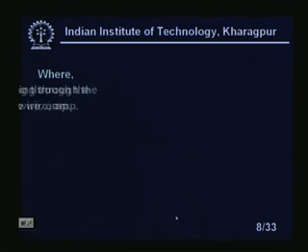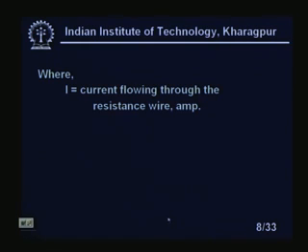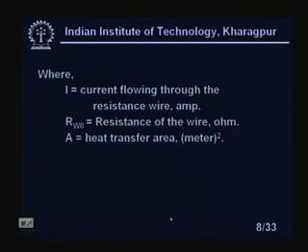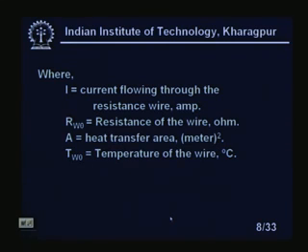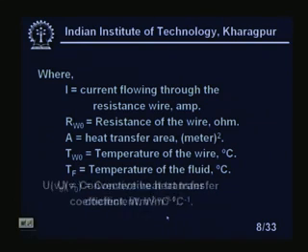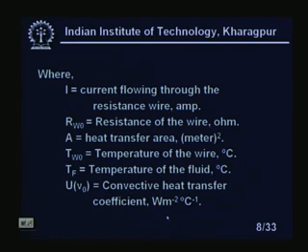Where the legends are: I is the current flowing through the resistance wire in amperes, R_W0 is the resistance of the wire in ohms, A is the heat transfer area in square meters, T_W0 is the temperature of the wire in degrees centigrade, T_F is the temperature of the fluid in degrees centigrade, and U V₀ is the convective heat transfer coefficient in watts per square meter per degree centigrade.